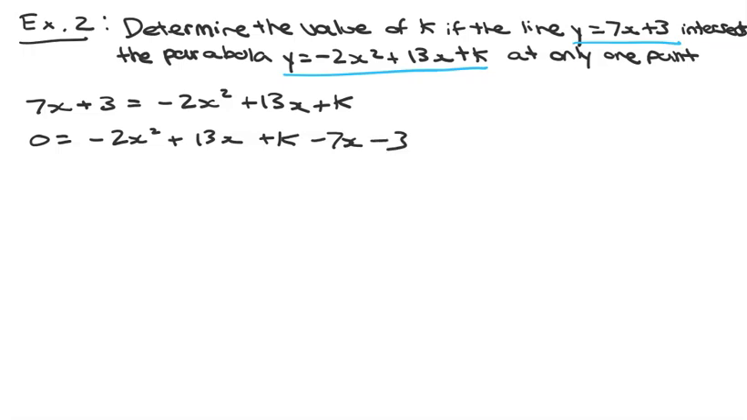Okay, just like before, we're going to collect our like terms. So we say 0 equals negative 2x squared, and then we have 13x and negative 7x. So if we collect those, we get plus 6x, my bad, sorry, that took a second, it shouldn't have, and then we have plus k minus 3.